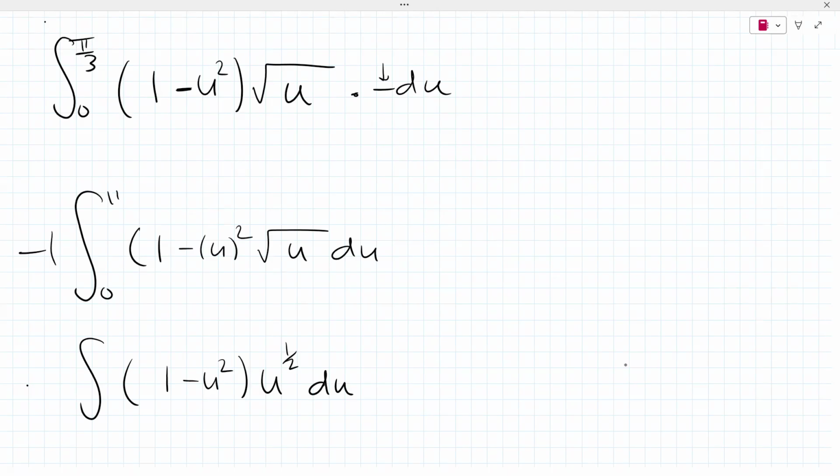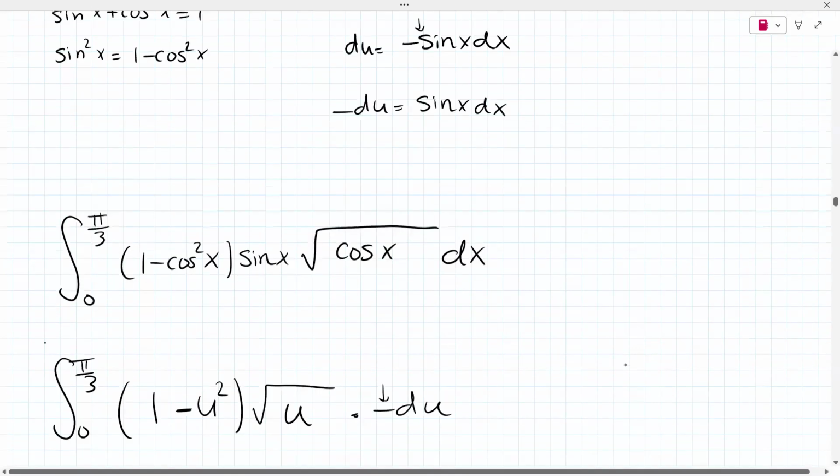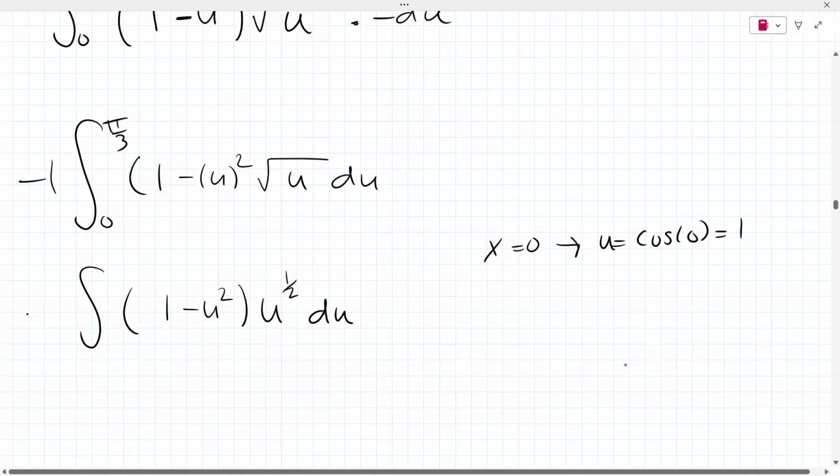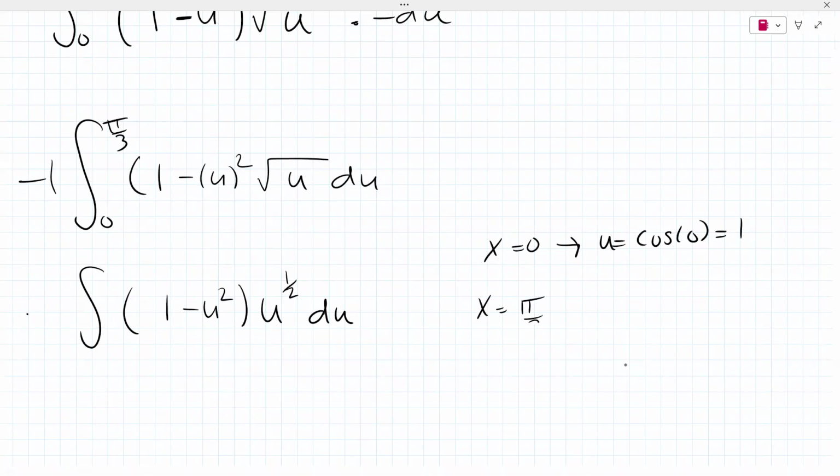It was originally 0 to pi over 3. So if x equals 0, we said our u was cosine of x. So it's cosine of 0, which equals 1. And then if x equals pi over 3, our u is going to be cosine of pi over 3. So our new boundary is 1 to 0, or 0 to 1.